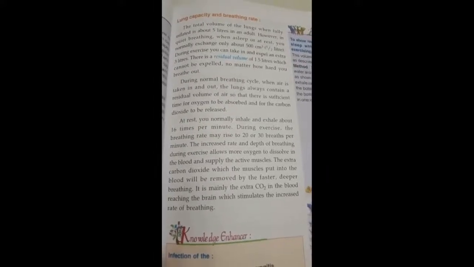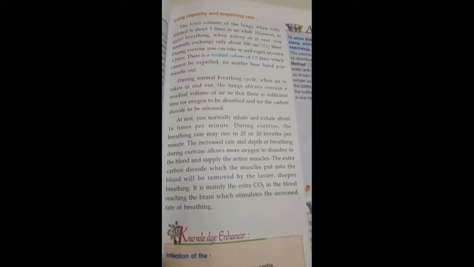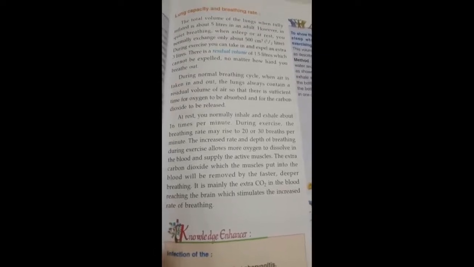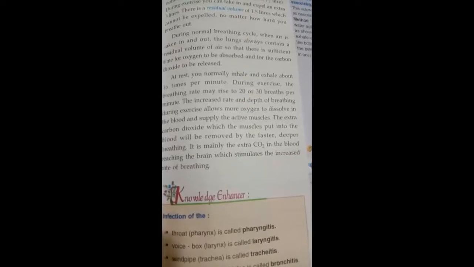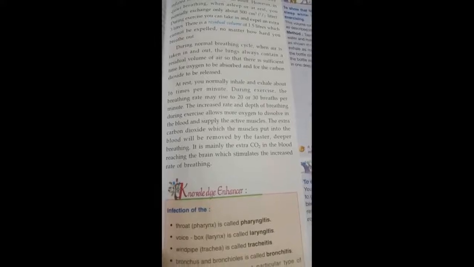Now at rest, in any resting position, sleeping, sitting, like that, you normally inhale and exhale about 16 times per minute. This is the normal breathing rate. Now during exercise, your breathing rate obviously will be increased to 20 to 30 breaths per minute. I have told you already why the breathing rate will increase during heavy exercise, because to supply more and more oxygen to the muscle cells for producing energy.